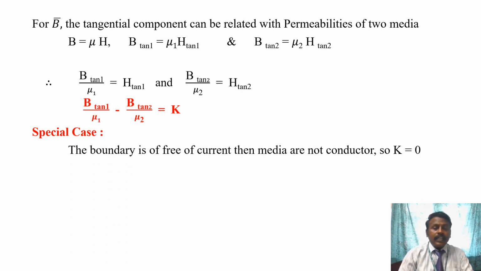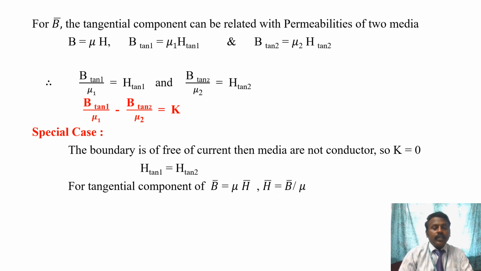Now the special case. If the boundary is free of current, then the medium is not a conductor, so K equal to 0. When K equal to 0, H tan 1 is equal to H tan 2. Then for the tangential component, B equal to mu into H, so H equal to B by mu. Then we can rewrite the equation, and finally we reach B tan 1 by B tan 2 equal to mu 1 by mu 2 equal to mu R1 by mu R2. So this is what we receive for the magnetic flux density.